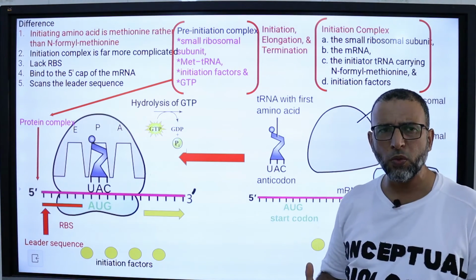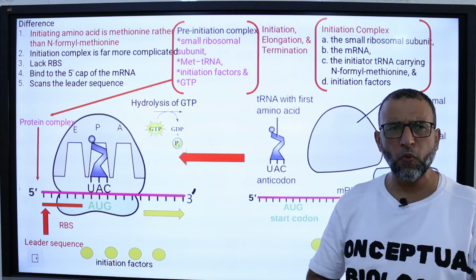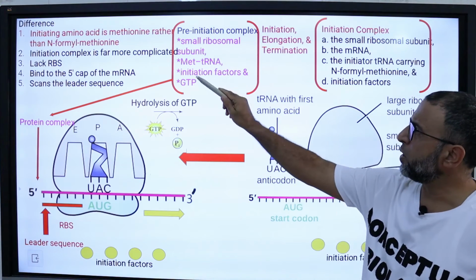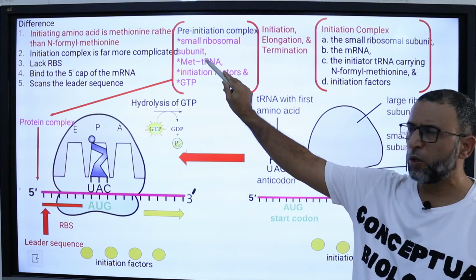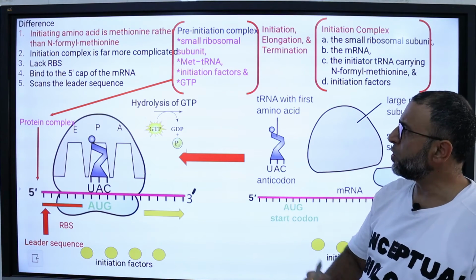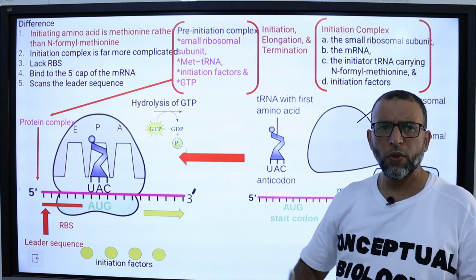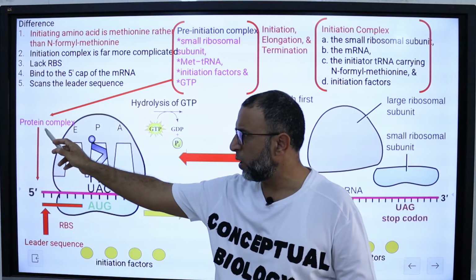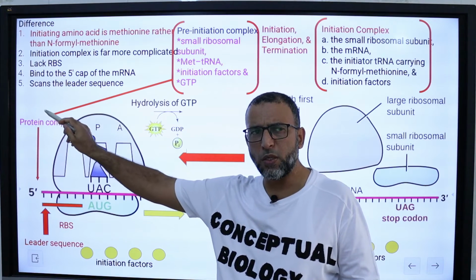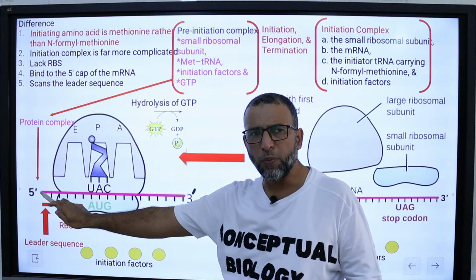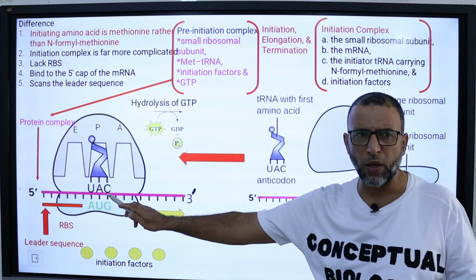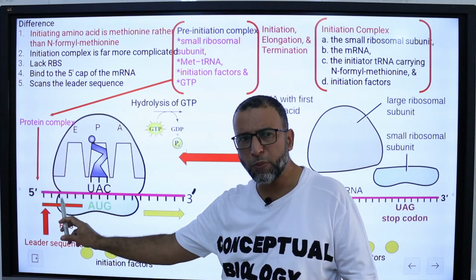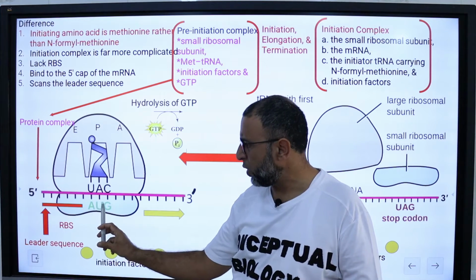So, the translation initiation complex is complete in prokaryotes. Now, initiation in eukaryotes involves 4 steps. Step 1 is the formation of the pre-initiation complex. The pre-initiation complex includes the small ribosomal subunit, methionine tRNA, initiation factors, and GTP. Step number 2 is that this pre-initiation complex binds to a protein complex associated with the 5' methyl guanosine cap of messenger RNA, and this protein complex scans the leader sequence base by base to locate the start codon AUG.